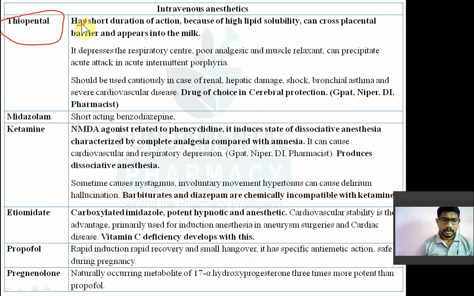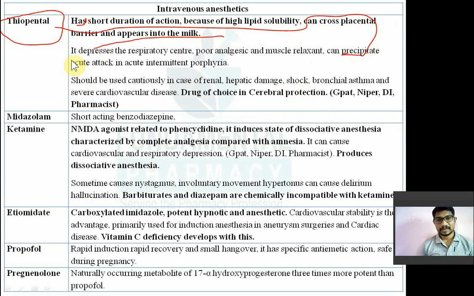It is nothing but the short acting barbiturates. When we see the sedative hypnotic chapter, at that time we'll see each and everything about it. It is a highly lipid soluble drug. It has a short duration of action, and it can cross the placental barrier, and the drug can appear in the milk.